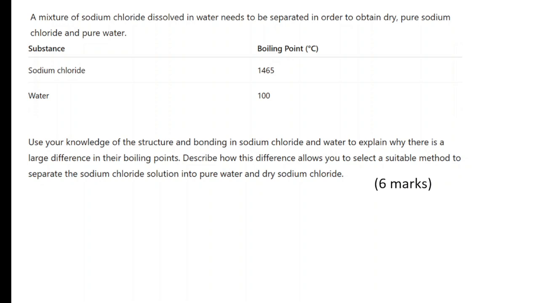Here's another GCSE and IGCSE chemistry exam question. This question is about structure and bonding, and it's also about separation techniques. It's a good question, 6 marks. Please pause the video and give it a try. When you're ready for the answer, press play.